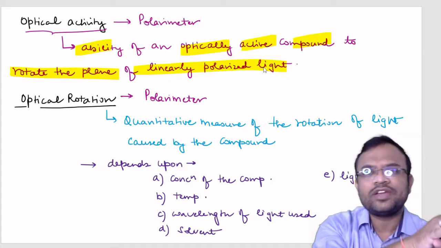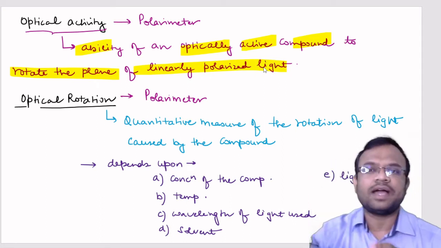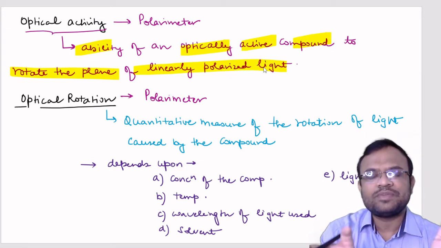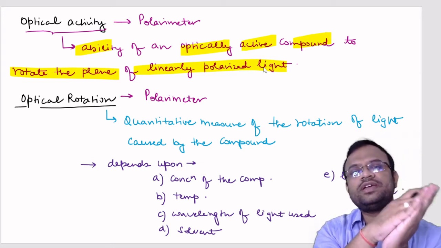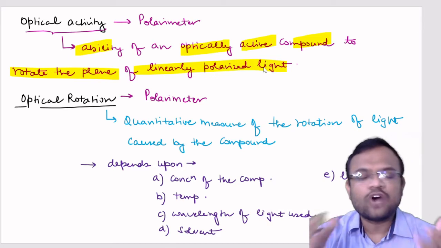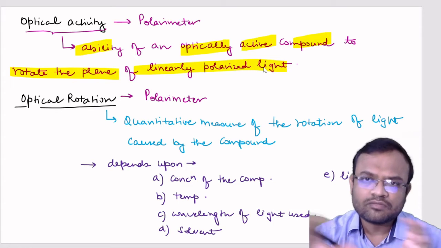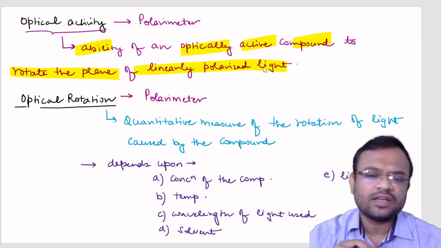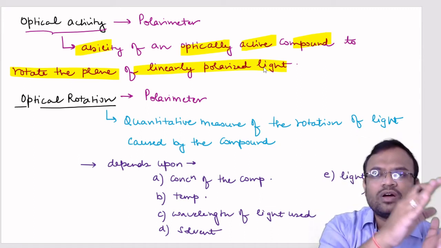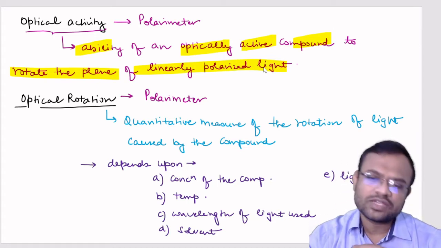Again, I'm trying to remind you that optical activity will only be there if the compound is chiral. Now I've told you what optical activity is. That means the plane polarized light would be rotated either clockwise or anti-clockwise. But if I want to quantify this, how much is the angle of rotation? How would you quantify this? We have a very good parameter for that, called optical rotation. You can measure the quantity of the rotation of the light, or the angle of the rotation of the light. This is called optical rotation.